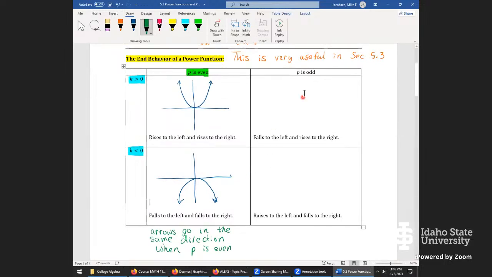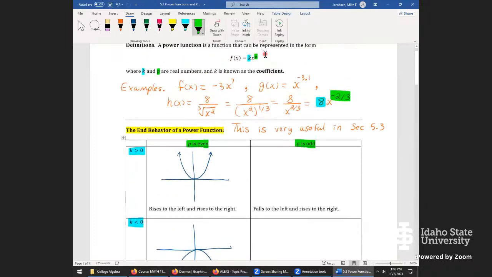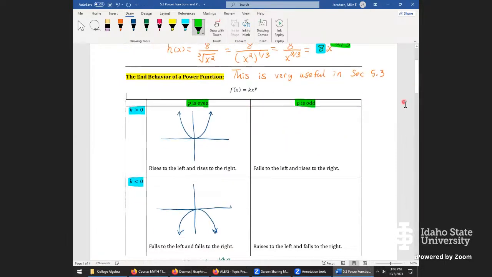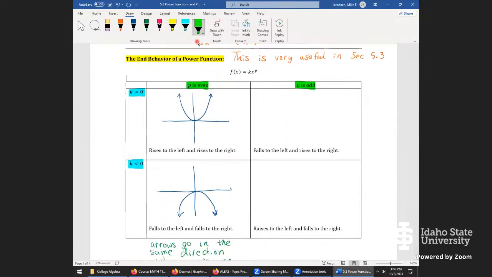Well, let's try this again. Now we're going to change gears to when P is odd and do the same kind of thing. Recall, it's kind of hard to see because it's all up above. P is the power on this right here, the f of x equals k x to the power p. Let me put it down under here just to make that apparent. I think that will make the table feel like it has a little bit more sense to it.